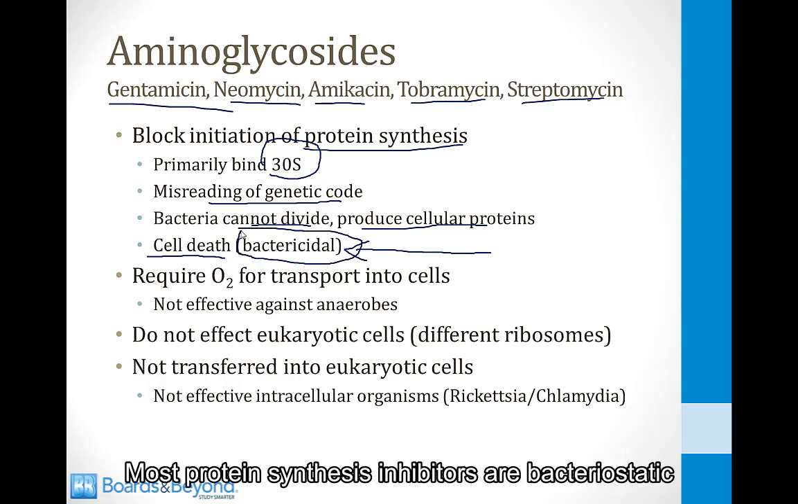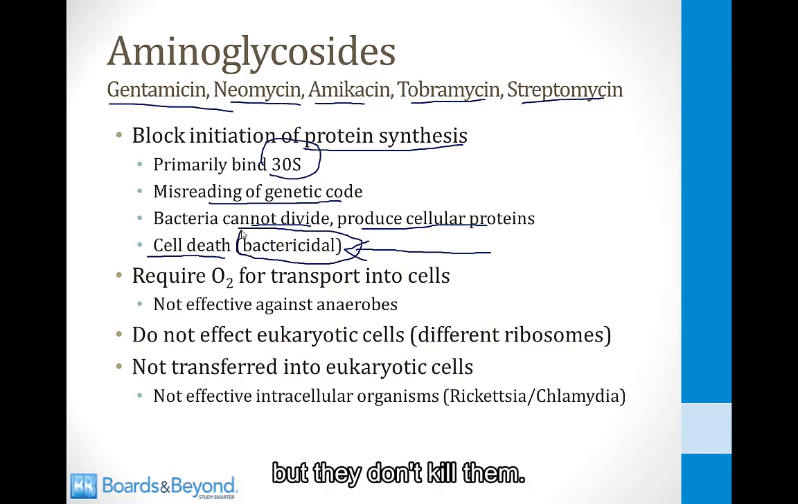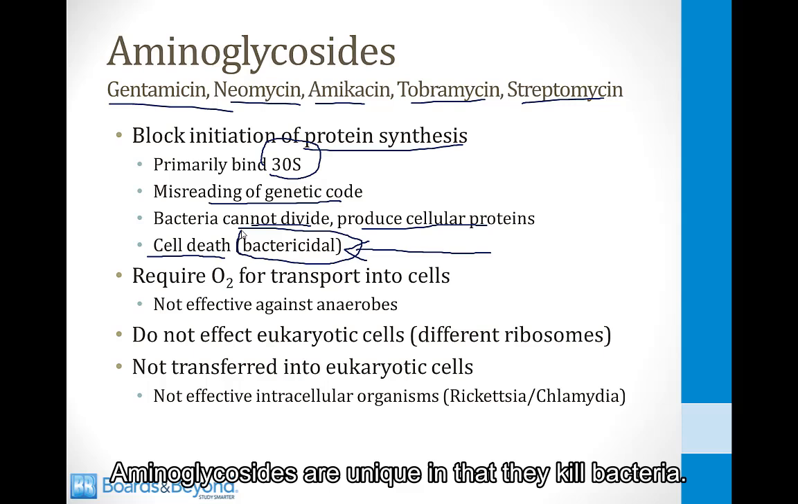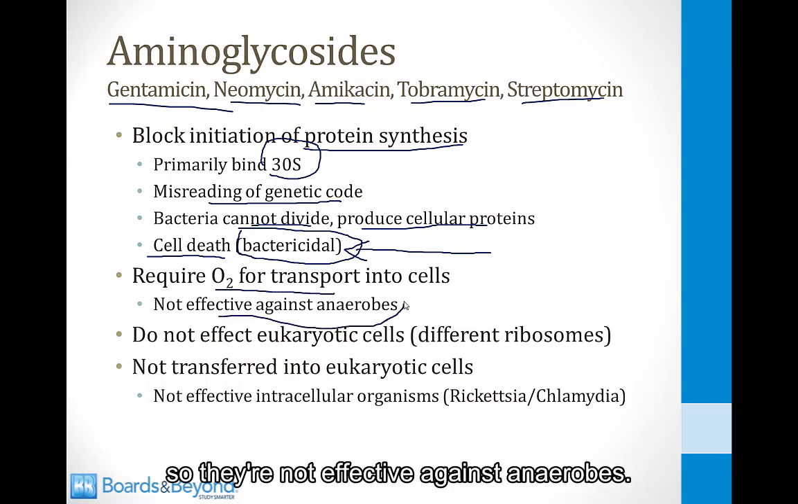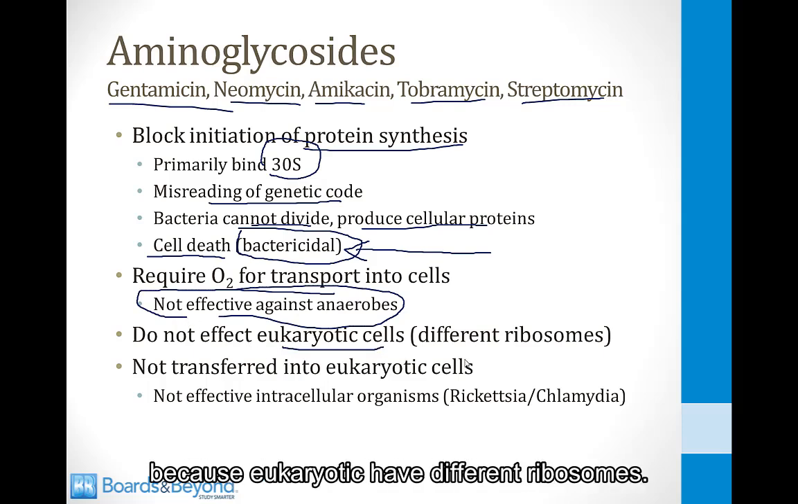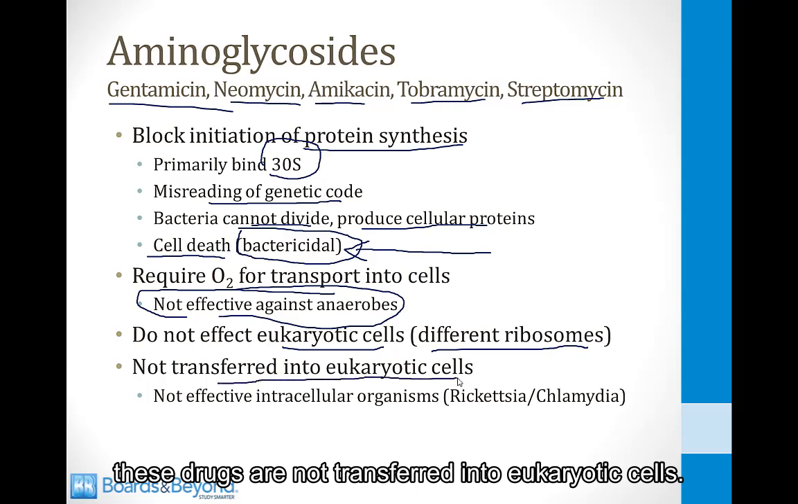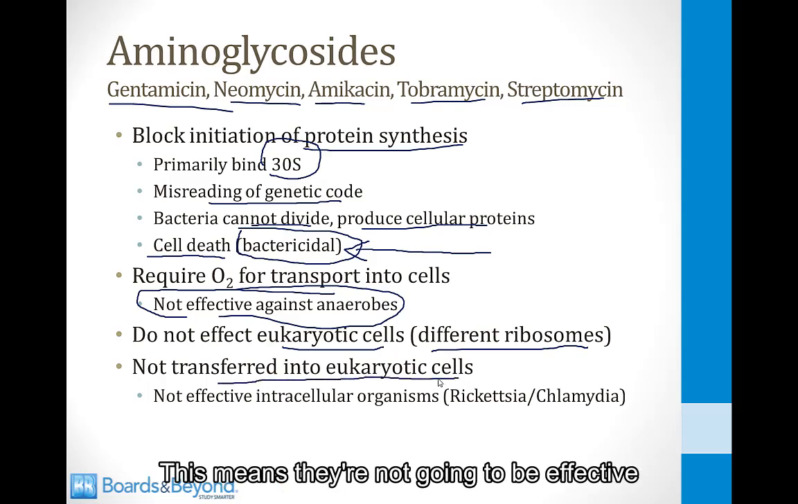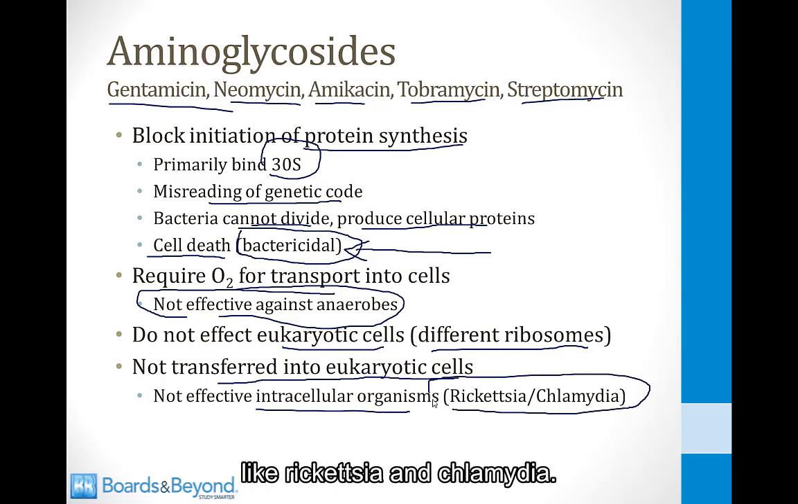Most protein synthesis inhibitors are bacteriostatic, meaning they stop bacteria from growing, but they don't kill them. Aminoglycosides are unique in that they kill bacteria. These drugs require oxygen for transport into the cells, so they're not effective against anaerobes. They also do not affect eukaryotic cells because eukaryotic cells have different ribosomes. In addition to the different ribosomes, these drugs are not transferred into eukaryotic cells. This means they're not going to be effective against intracellular organisms like rickettsia and chlamydia.